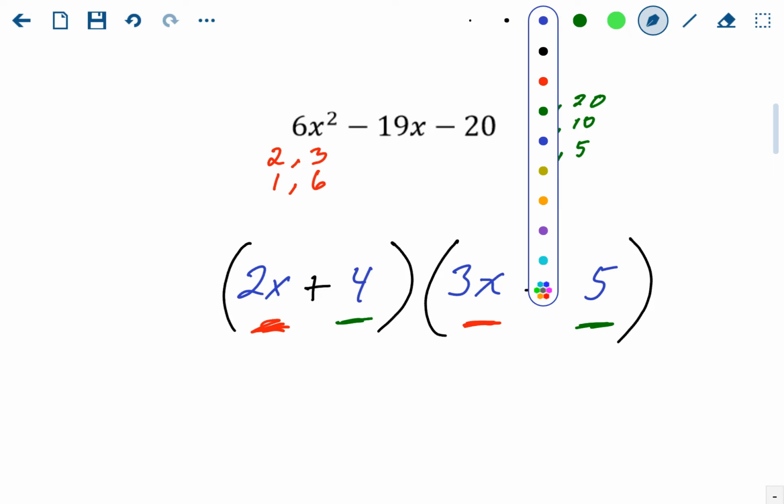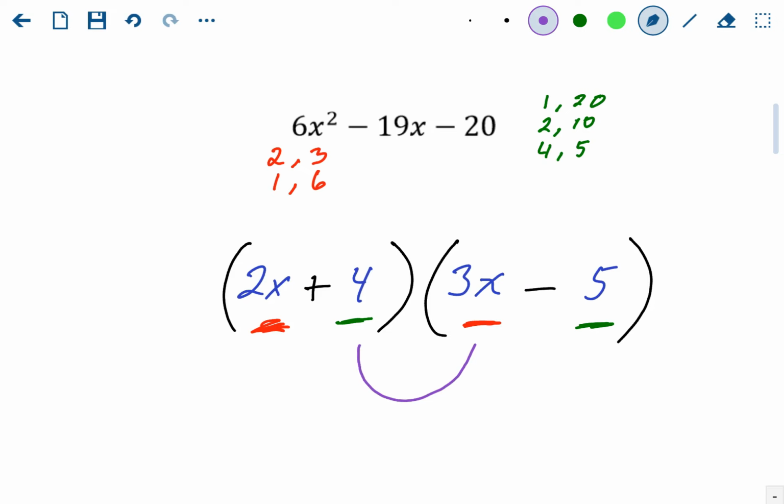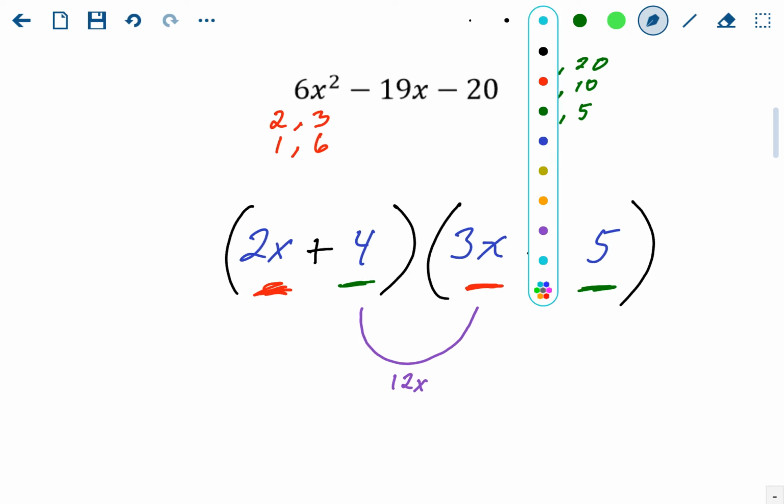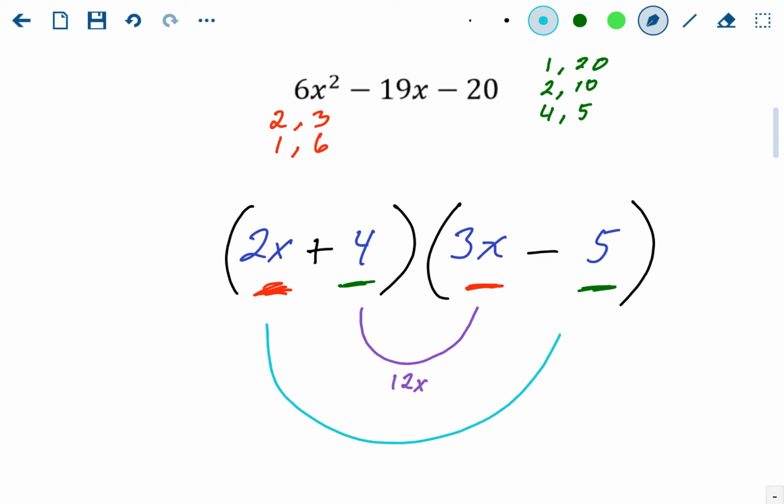All right, so then you want to do a quick inside-outside multiplication. Inside would be 4 times 3x, which is 12x. Outside being 2x times negative 5, which is negative 10x. We need inside and outside multiplications to add together to be our middle term. The middle term is negative 19x. 12x minus 10x is 2x, so those don't work. All right, so we'll erase the 4 and the 5.